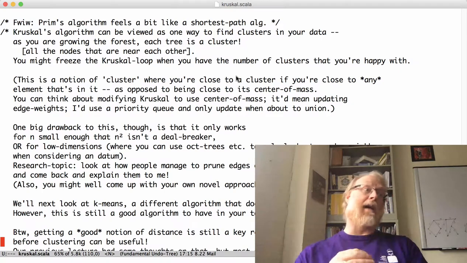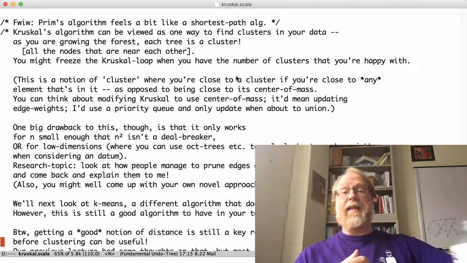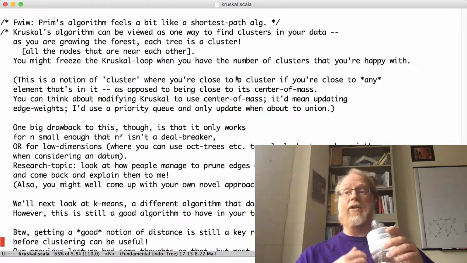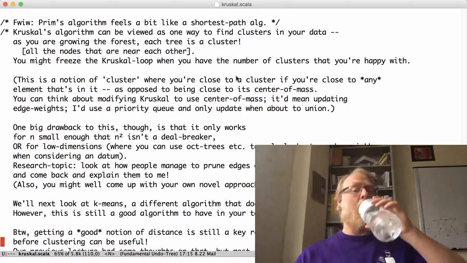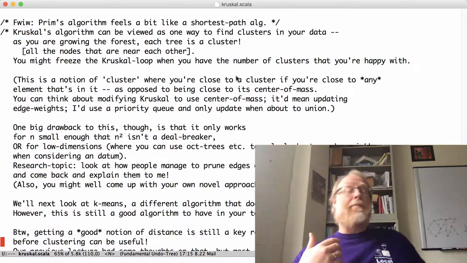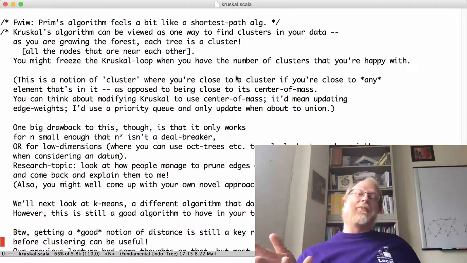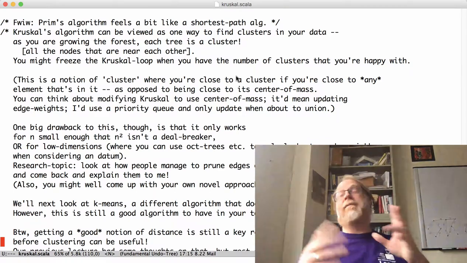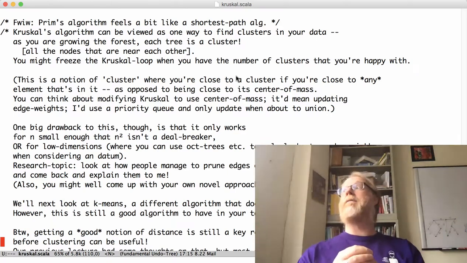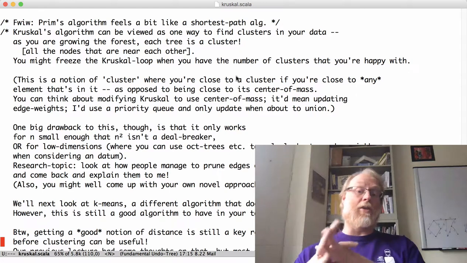Of course, the big drawback about Kruskal's algorithm is this n squared behavior, which for really big data is not good, unless our graph is sparse. Good research topic. Go off and find how people can still use this approach, but they have ways of pruning a lot of the edges, of only comparing edges that are already close to each other.